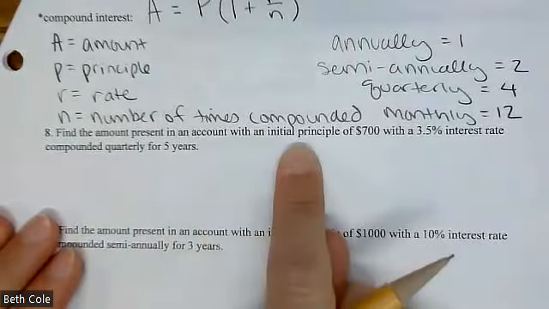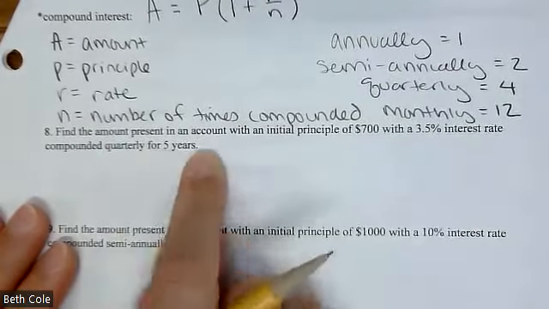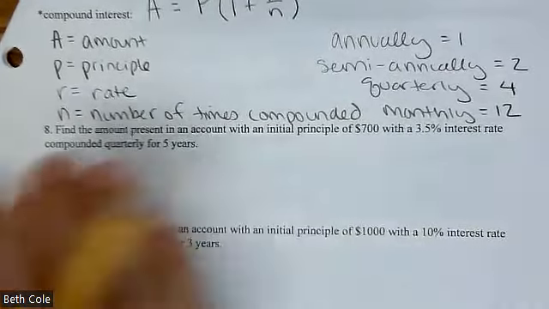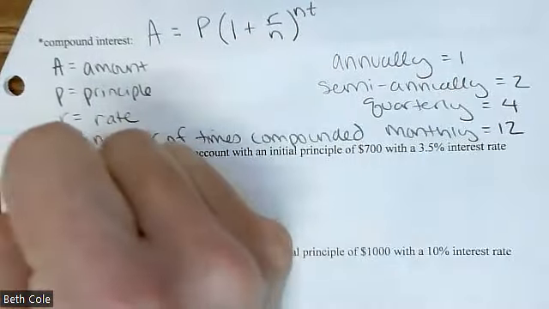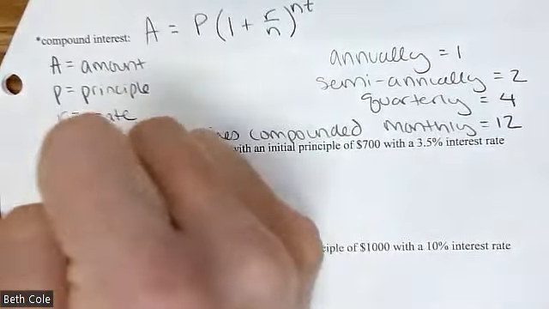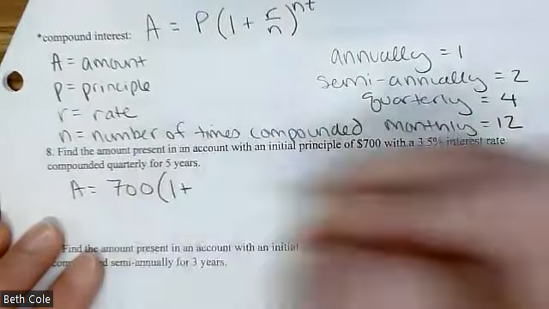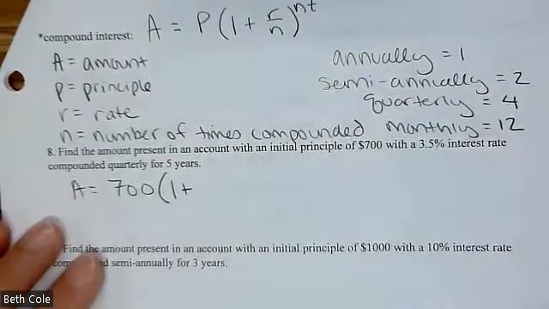Find the amount present in an account with the principal of 700, interest rate is 3.5%, compounded quarterly, 5 years. Those are all your ingredients. You're going to take them and put them into the formula. So it's A equals, what is P? What's the amount? 700, parenthesis, 1 plus, what's our interest rate?